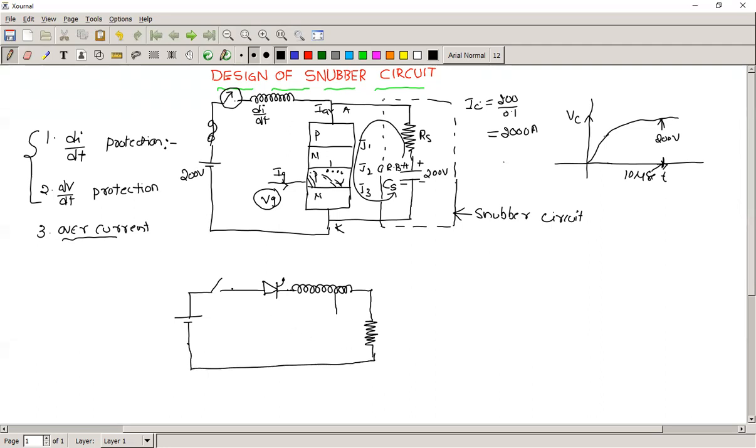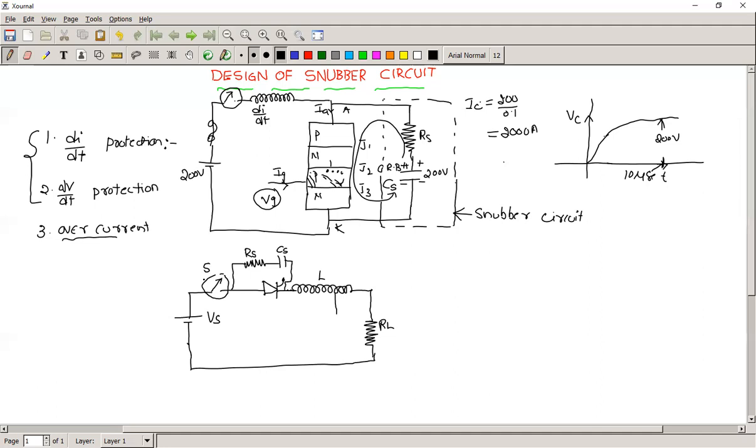Now here we connect a resistance and a capacitor. This is nothing but a snubber circuit that is connected across the SCR. This is Rs, this is Cs, this is L, this is RL. Now we want to design. You take this voltage as Vs, and this as a switch S.